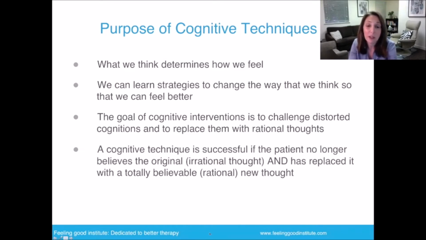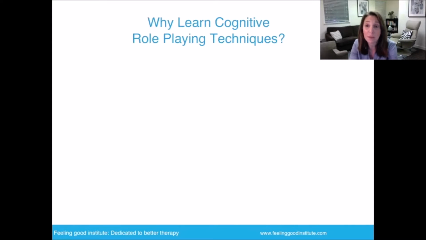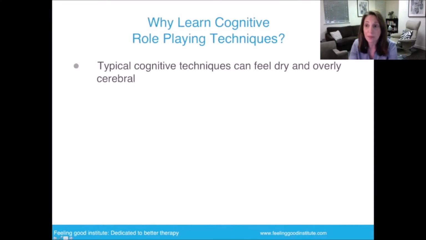And then a cognitive therapy technique is considered to be successful if the patient no longer believes that original irrational thought, and if the patient has successfully replaced it with a totally believable or rational new thought. So the goal then of cognitive therapy is to generate new, rational, believable thoughts that disprove or dispute the original thought.